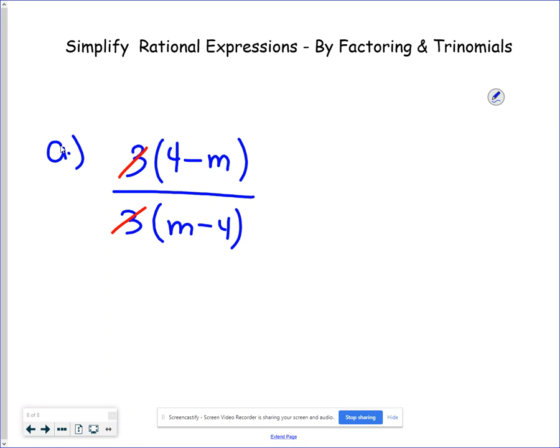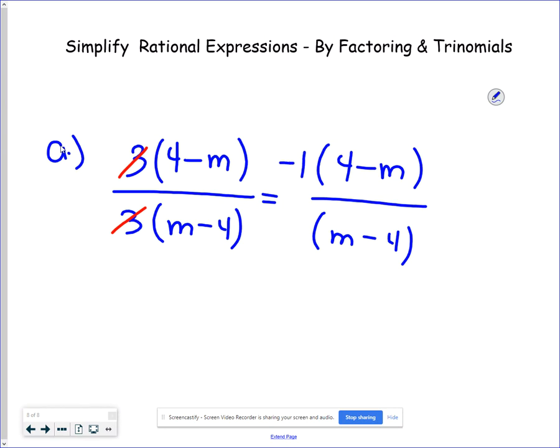Because what we're going to have to do is pick one of them. It doesn't matter which one you pick. I normally just pick the top one. So I marked out the 3. So now on top I've got 4 minus m, and on bottom I've got m minus 4. Well, what I can do is pull out a negative 1 from the top one because these are opposites. If I factor out a GCF of negative 1, that changes the 4 to negative and the m to positive. So this is really negative 1 times m minus 4 over m minus 4.